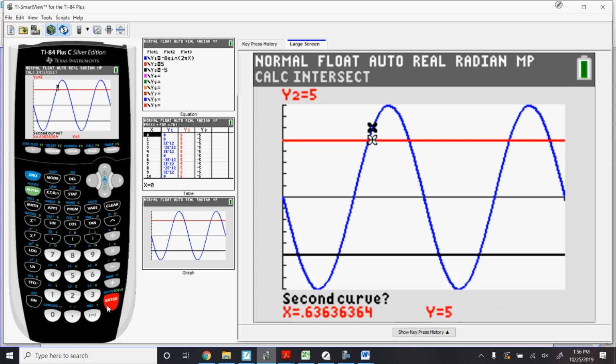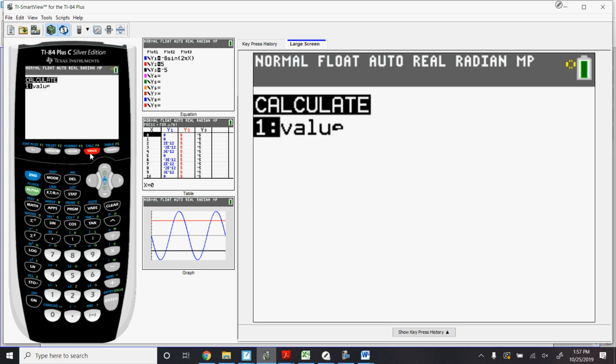And now it wants me to use the second curve. Notice it's on that, I think it's a red line. And again, right now it's close to that intersection, so I'm going to hit enter one more time. And I'll hit enter a 3rd time to get my first answer: t equals 0.607. If I wanted to find the other intersections, I just have to repeat that process.